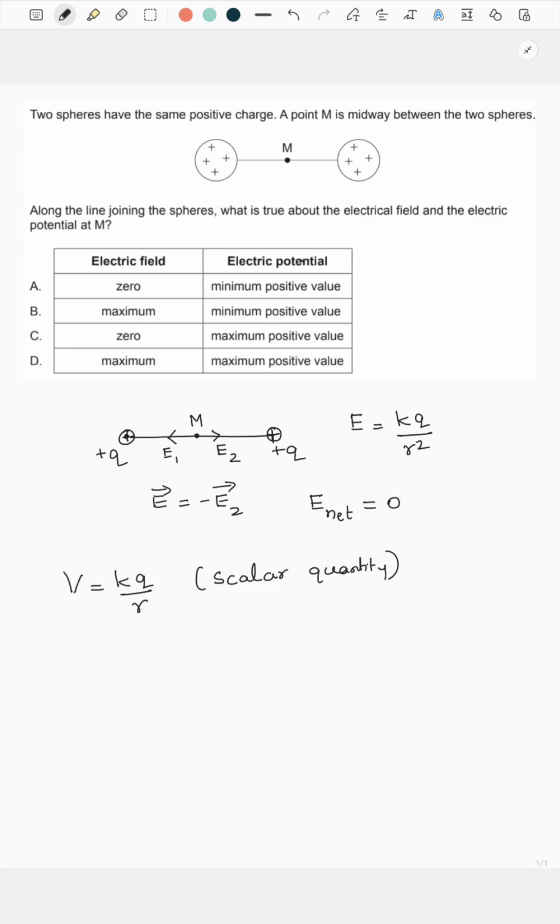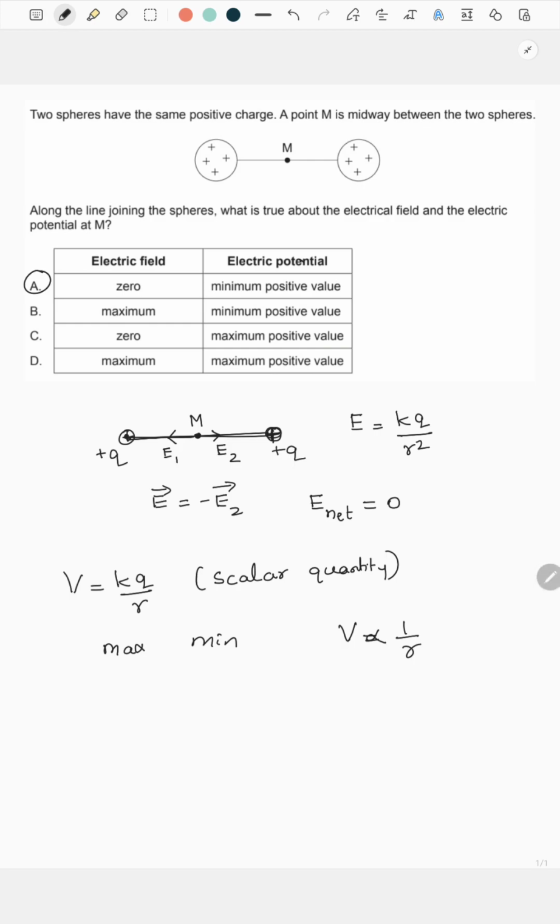Okay, then will it be maximum or minimum? So that we need to check. We know that potential due to a charge is inversely proportional to distance. So if you see the first charge, as you go away from the charge, the potential decreases. So in between, along the line joining, at the point M, the potential will have the least value from the positive charge. In the same way, from the second positive charge also, it will have the least value. So those least values add up to give the minimum positive potential. So the answer is A.